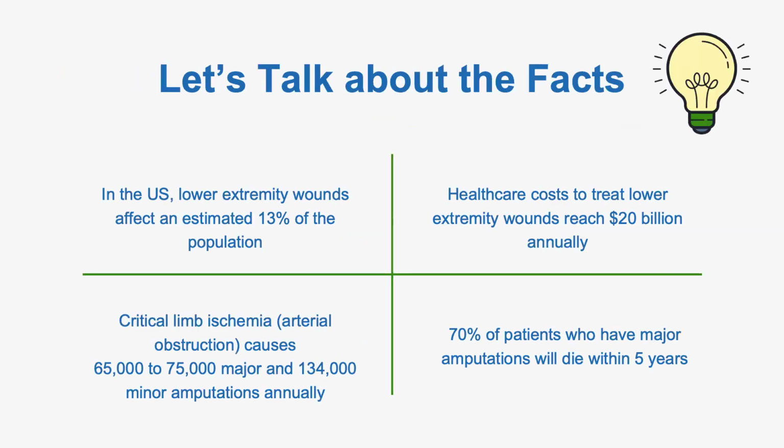So some facts about lower extremity wounds. In the United States, lower extremity wounds affect about 13% of the population. That is over 40 million people. Healthcare costs to treat lower extremity wounds are about $20 billion a year. Critical limb ischemia, aka arterial obstruction, causes about 75,000 major amputations and about 134,000 minor amputations a year. 70% of patients who have major amputations will die within 5 years.